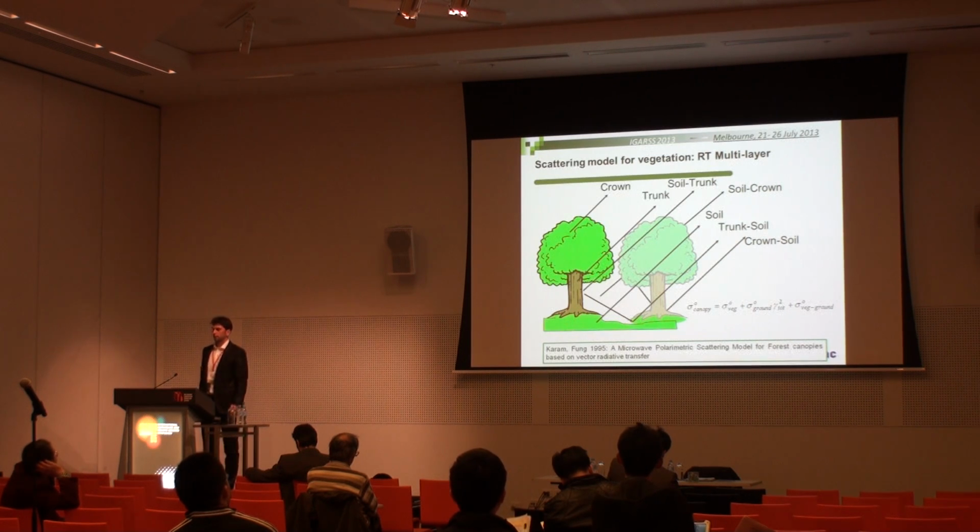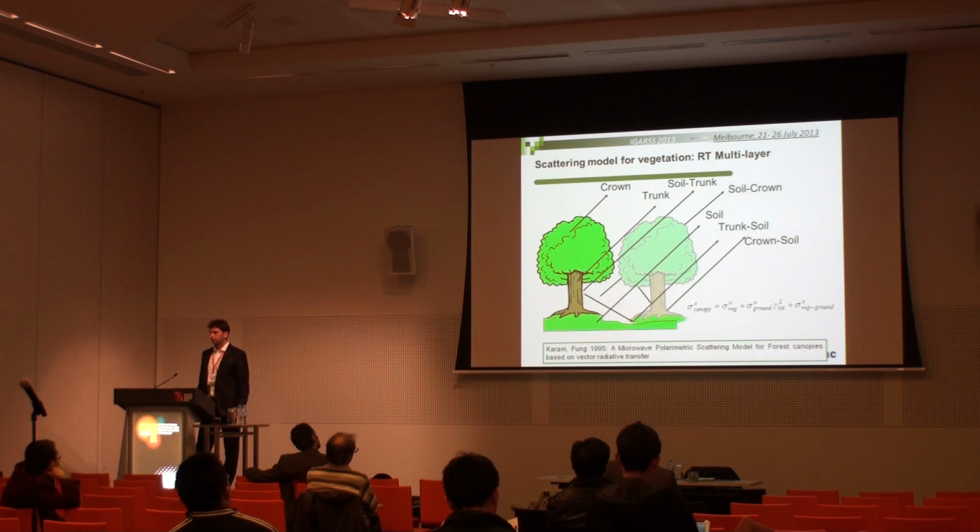Here is the scattering model for vegetation. You can see that for closed canopy, there is the contribution of the backscattering that comes from the crown, the one that comes from the trunk, the interaction between the soil and trunk, and the soil and the crown, and the soil attenuated by the canopy.